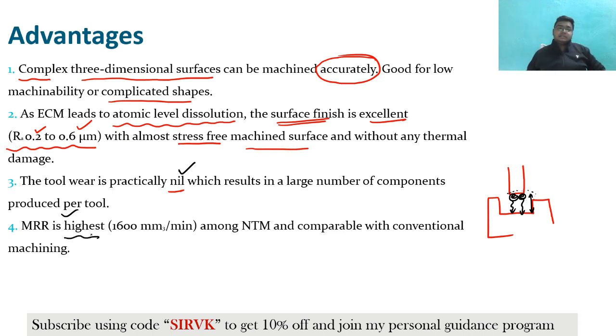MRR is highest. In the earlier class, in the introductory lecture, I explained to you that MRR is going to be high for the ECM process, right? That is something around 10 to the power 4 mm cube per minute, in this kind of range, among all the non-traditional machining processes, comparable with conventional machining. Okay, I have explained these things in the introductory lectures itself.